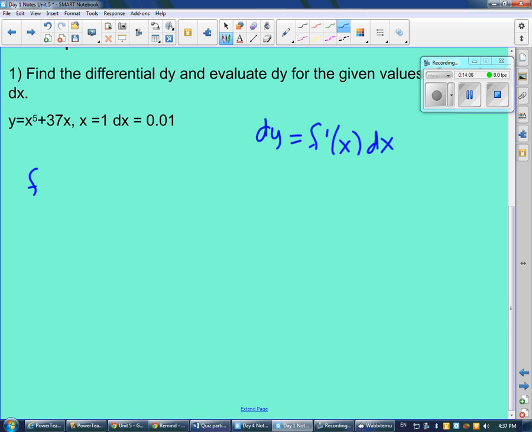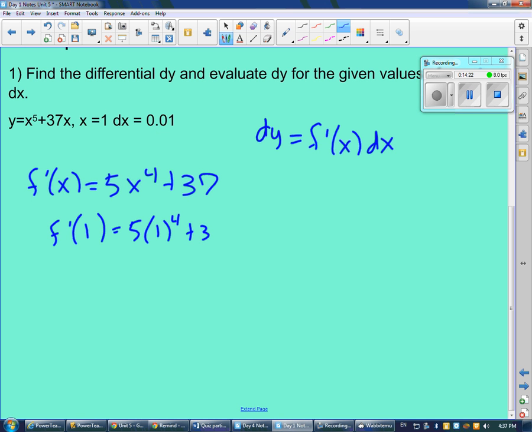So we're going to find y prime, or f prime of x, which is 5x to the 4th plus 37. Because they give me an x value, I'm going to plug that in for x. So I'm going to find f prime of 1. And if I do that, I get 5 times 1, which is 5, plus 37, which is 42. That's my f prime of 1.